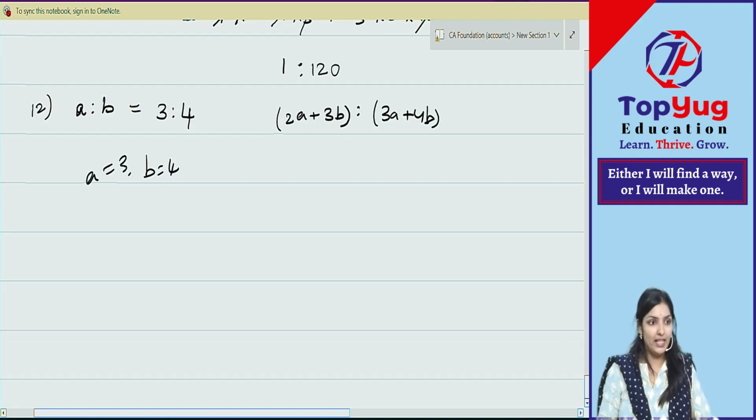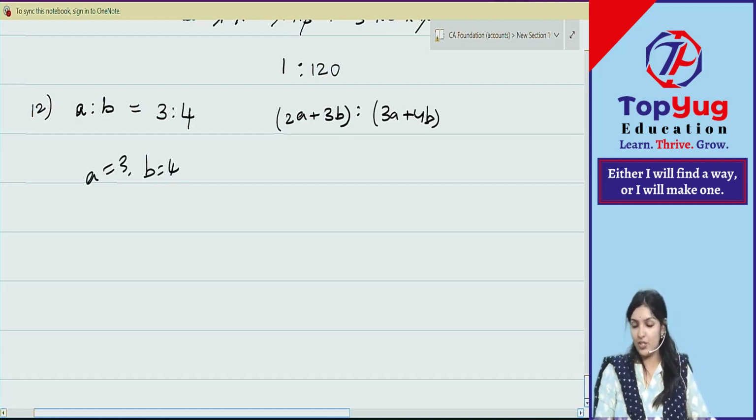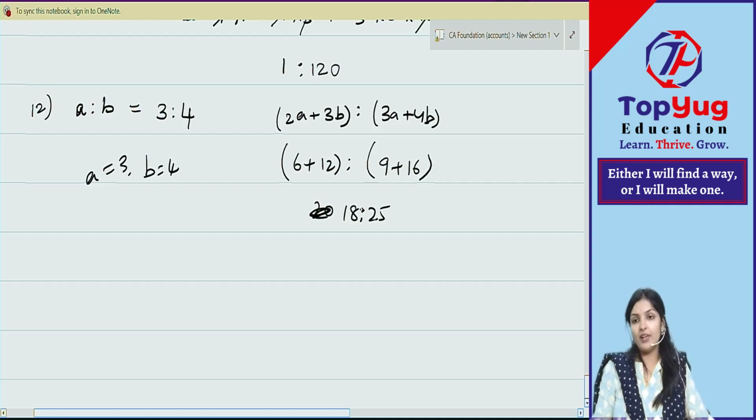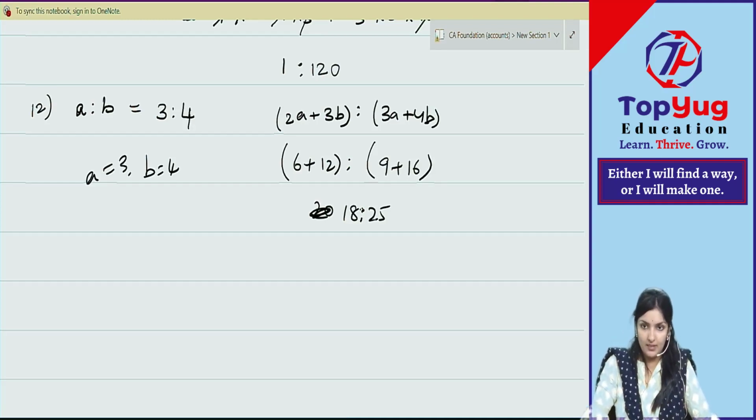Substitute it directly in the terms, in the ratio. So basically 2 3s are 6, 3 4s are 12. And then 3 3s are 9, 4 4s are 16. So 18 is to 25. Can we simplify it? No. That's it, the answer.